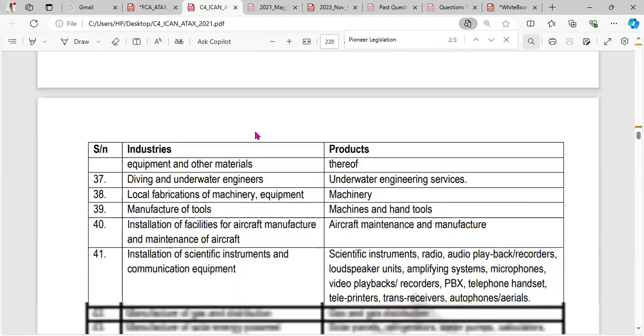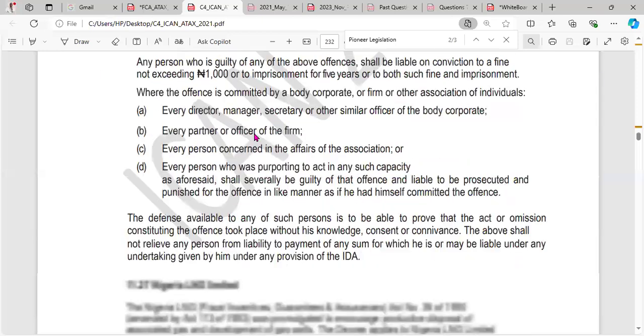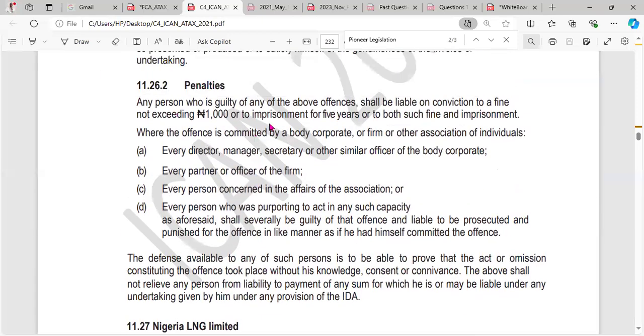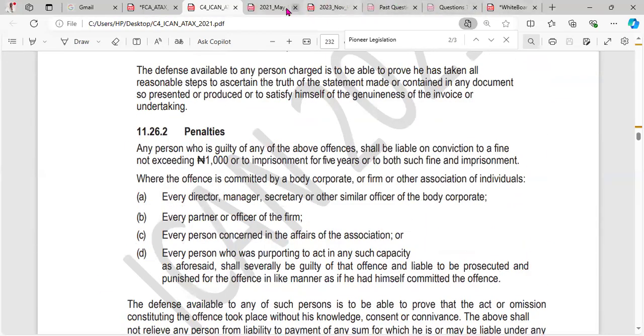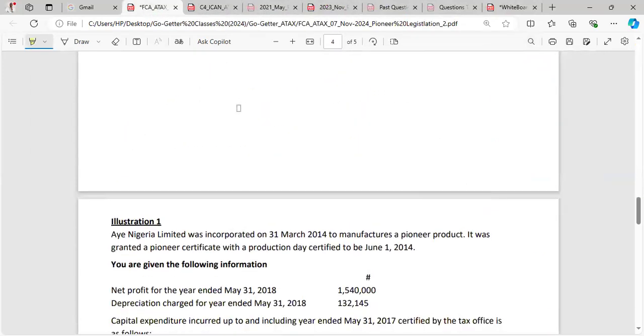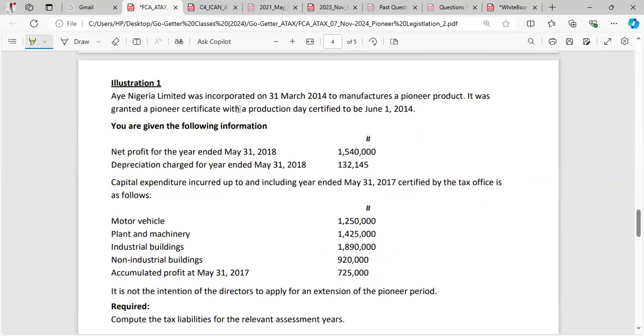So now we will be going into some nitty-gritty. This is where we stopped. We will now be going into the main thing, which is solving of questions. We will solve a question and see how the question pans out.